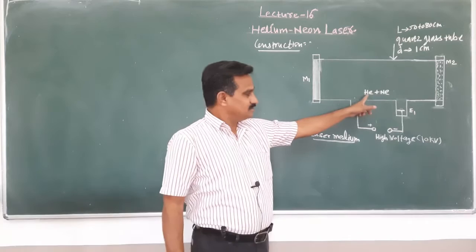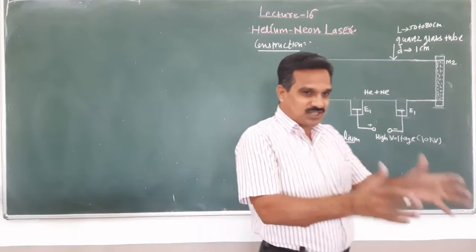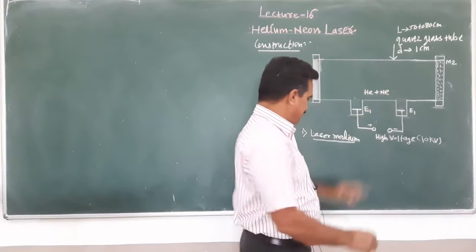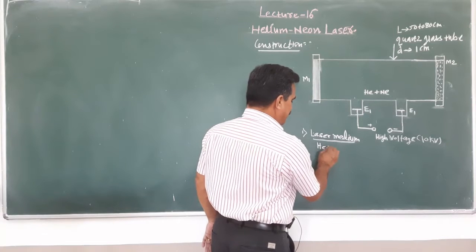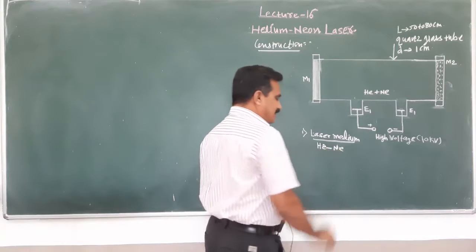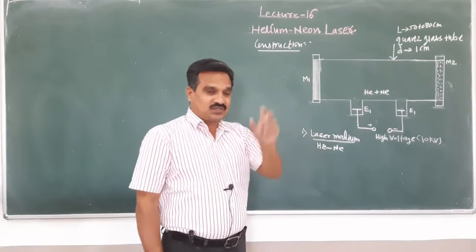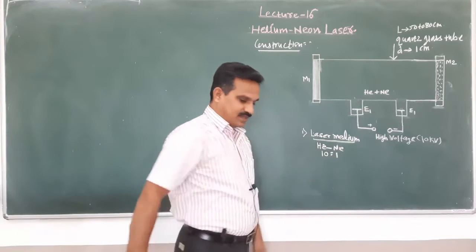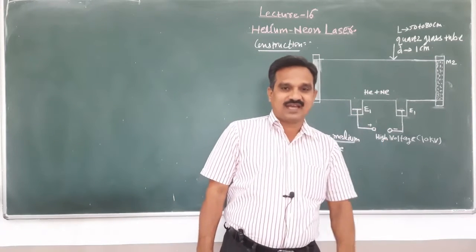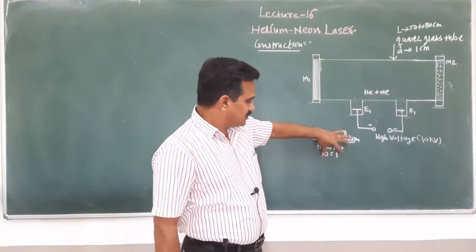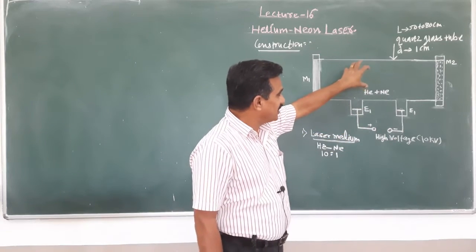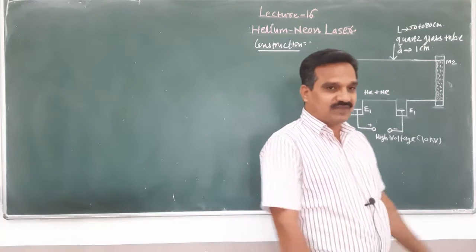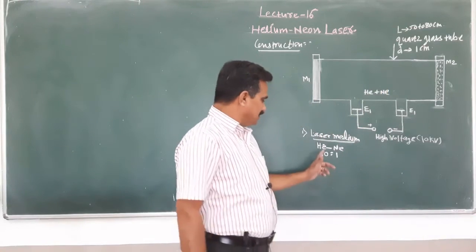What is the proportion? The laser medium is helium and neon. For this ratio, the helium is 10% and neon is 1%, meaning 10 parts of helium and 1 part of neon. Such a mixture of gas is filled into the glass tube, and its proportion is 10 to 1.